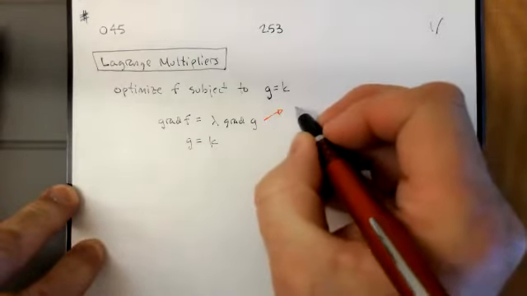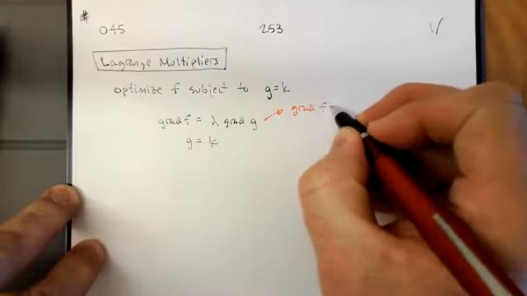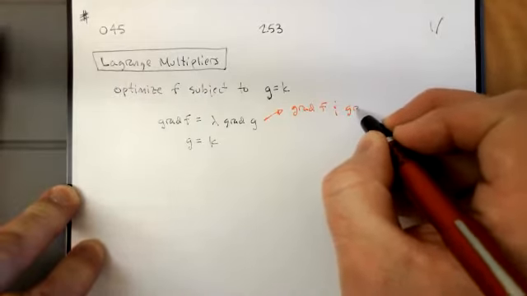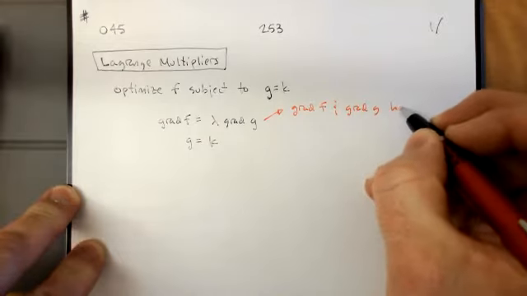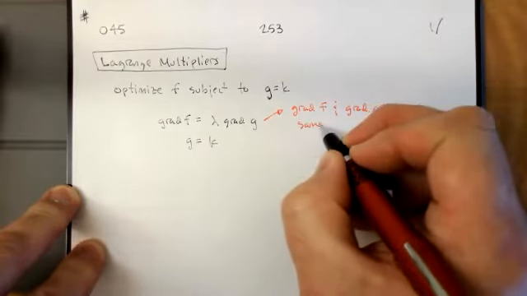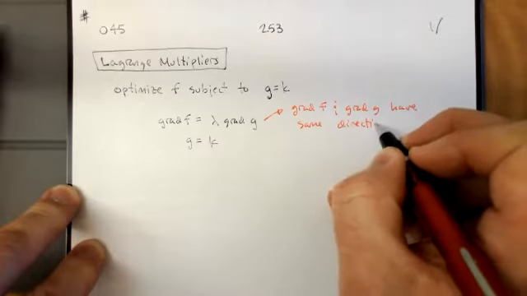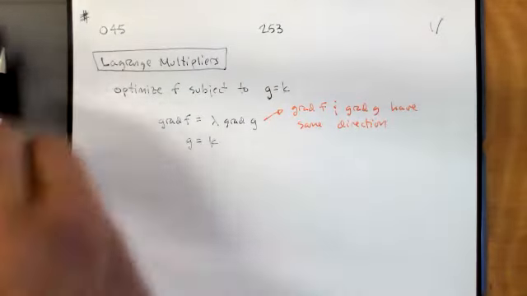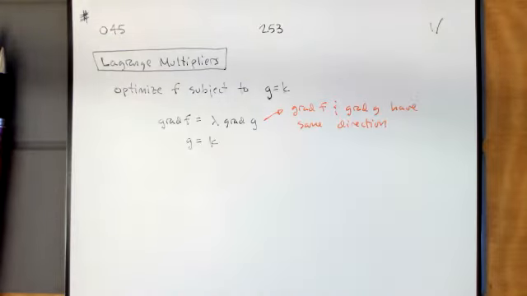So this is telling us that the gradient of f and the gradient of g have the same direction. We're looking for a point where the gradient of f and the gradient of g are pointed in the same direction. So we're looking for a point where the objective function is tangent to the constraint.